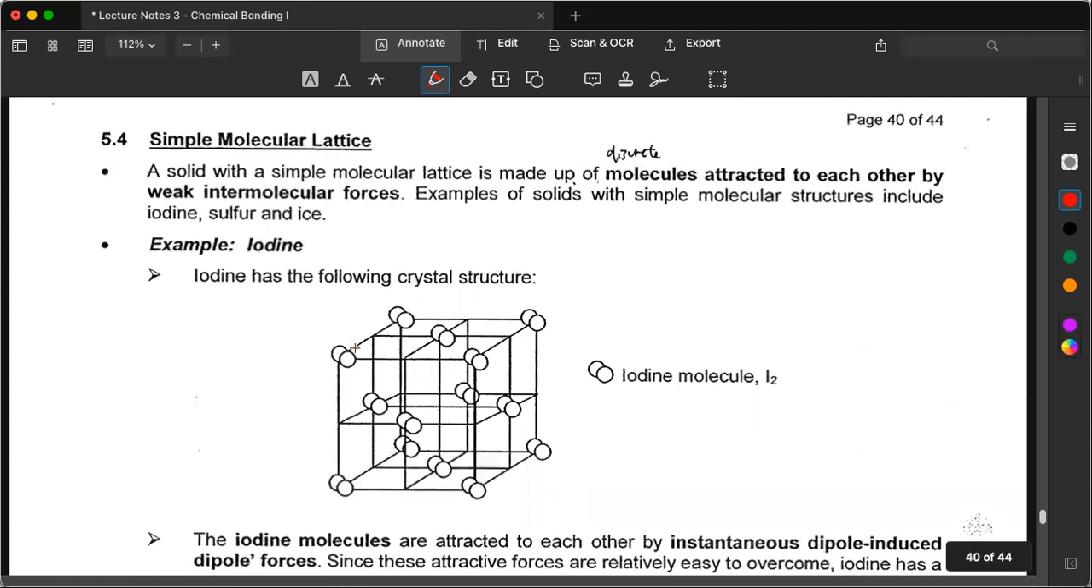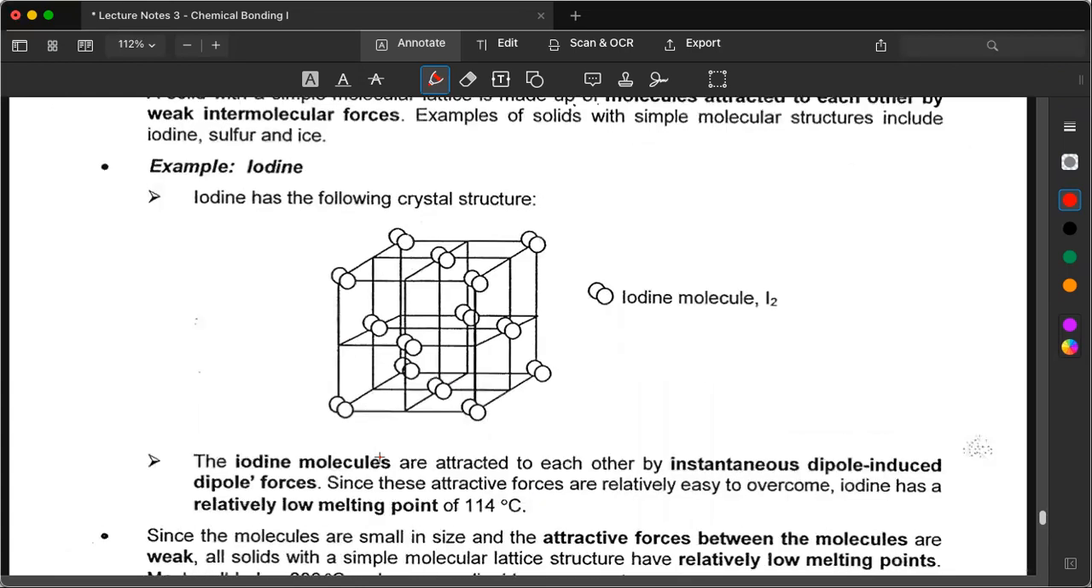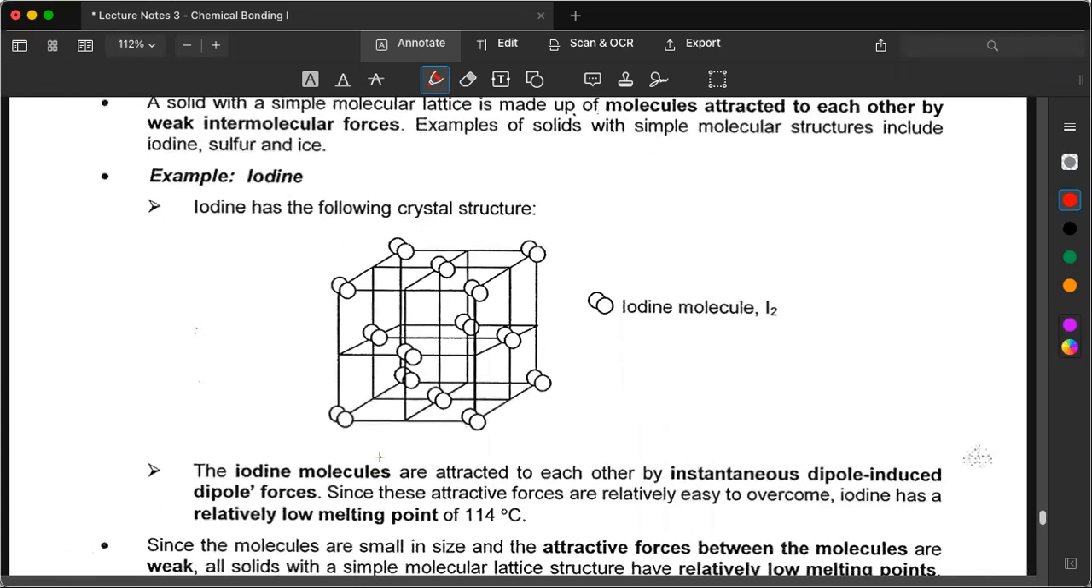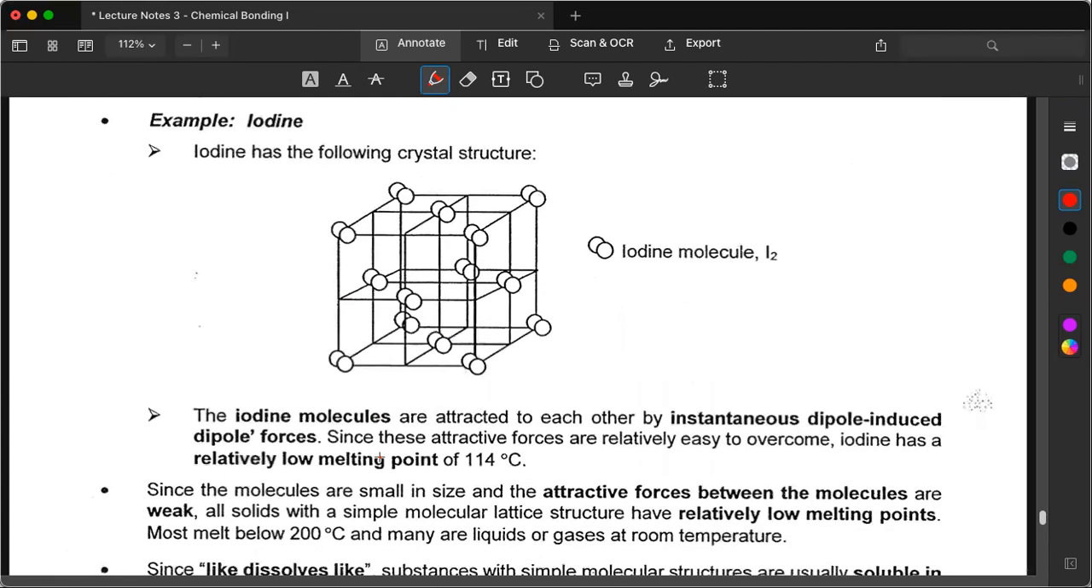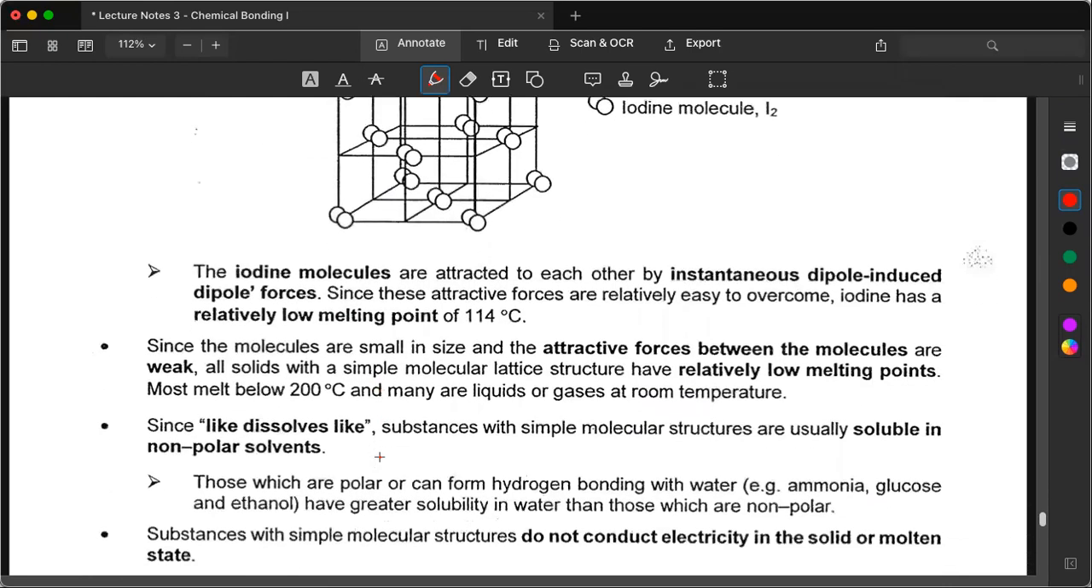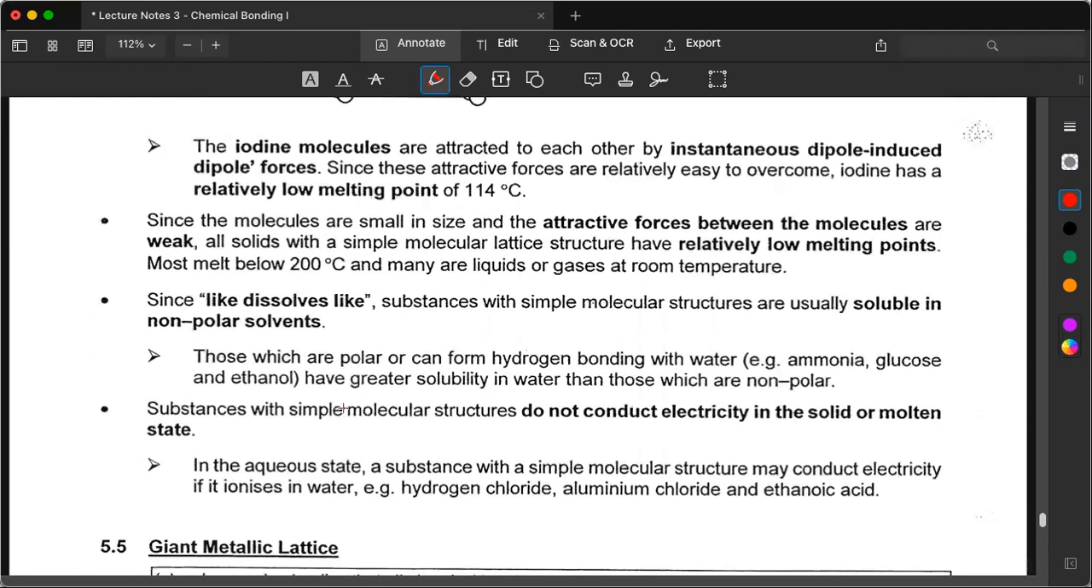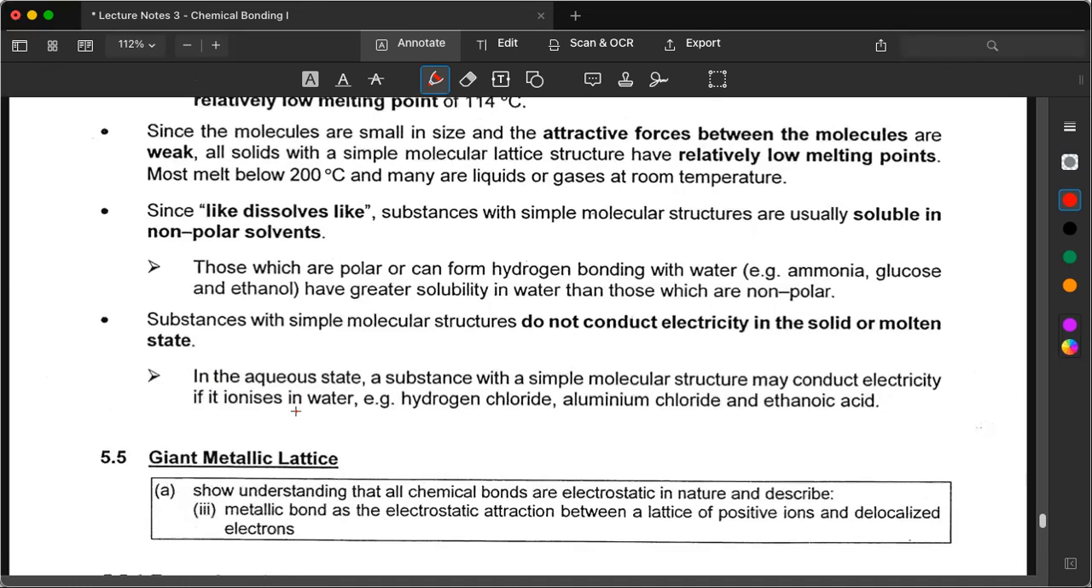And simple molecular lattice, specifically iodine. Iodine is a solid. Many people actually don't know about it. It's still ID-ID interactions, by the way. And we also talked about solubility, that it can dissolve well in organic solvents because both are non-polar, and they do not conduct electricity.